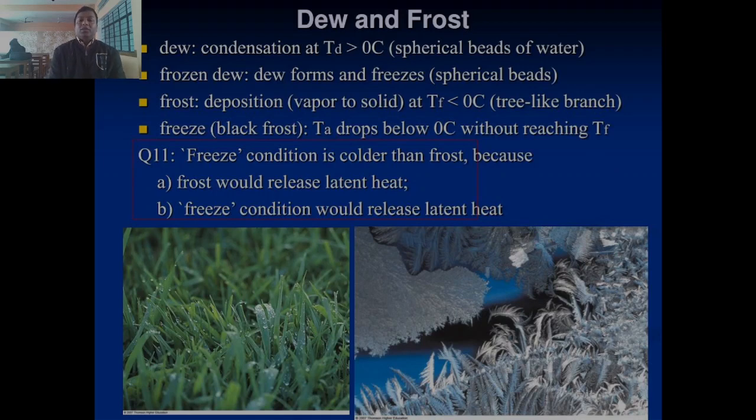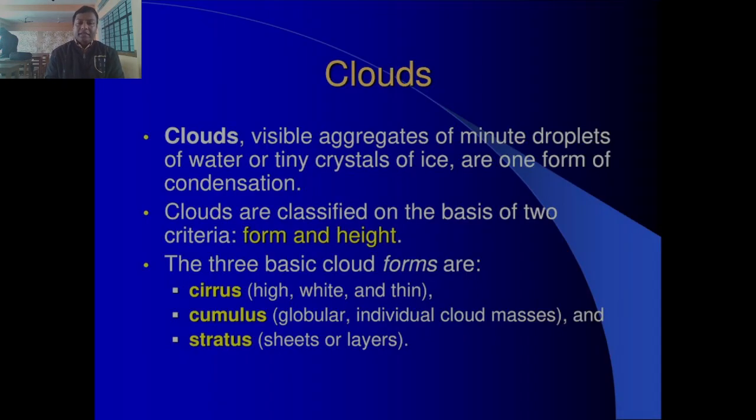So dew point and frost, as all of you see in this picture. Dew is condensation at TD greater than 0 degrees Celsius, forming spherical beads of water. Frozen dew forms when these beads freeze. Frost is deposition, at TF. These are terminologies we are going to discuss in the higher class. I did not define them here because they are not in your syllabus. And freeze is when TA drops below 0 degrees Celsius without reaching TF. So in both frost and freeze, latent heat will be released.